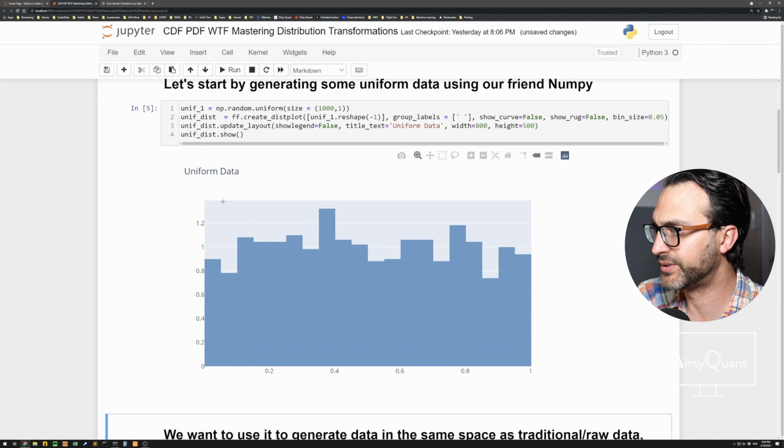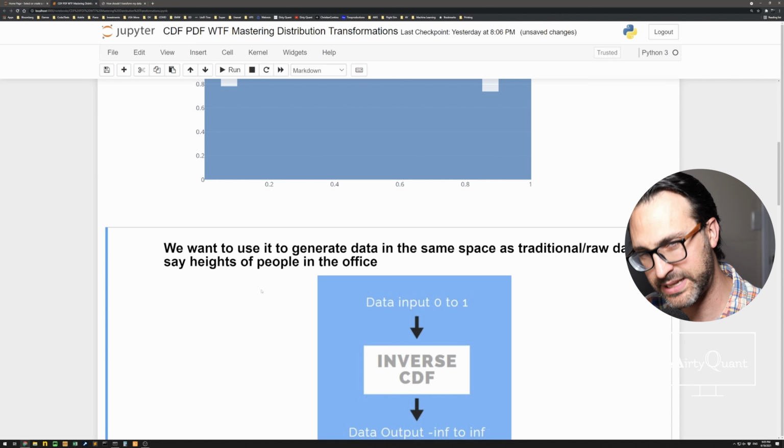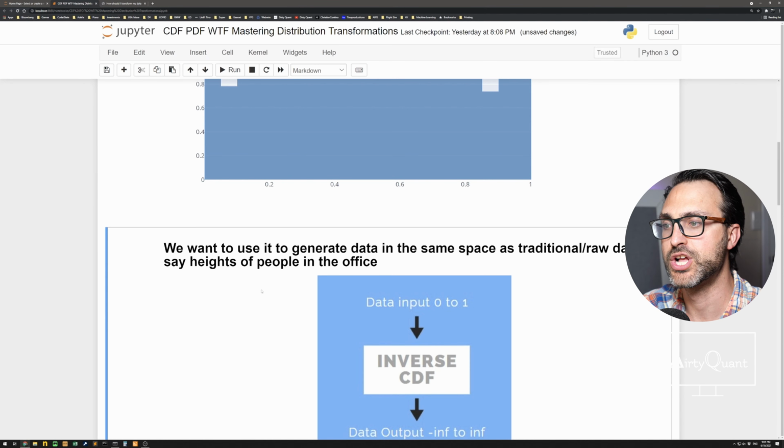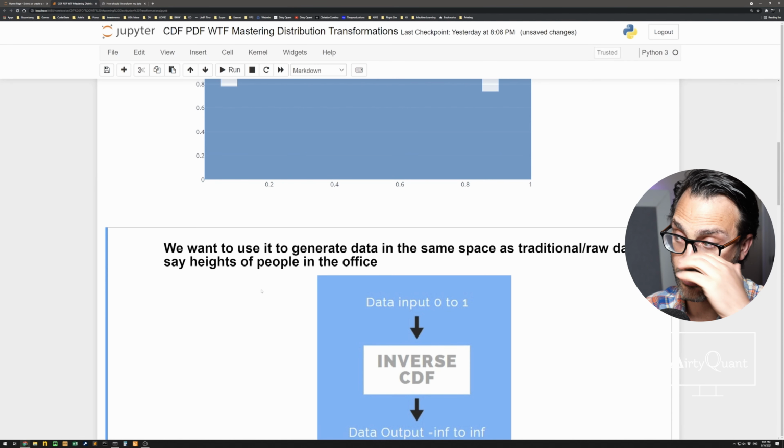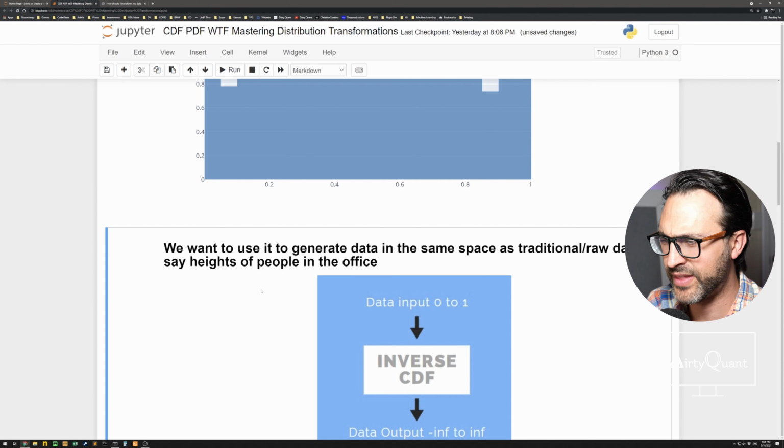Cool, so I've got my uniform data. Let's say I want to generate data that is in the traditional or raw space. I don't want to use the word normal because normal means something in statistics. So let's say heights of people in the office. What would that look like? People are in the office and we want their heights.